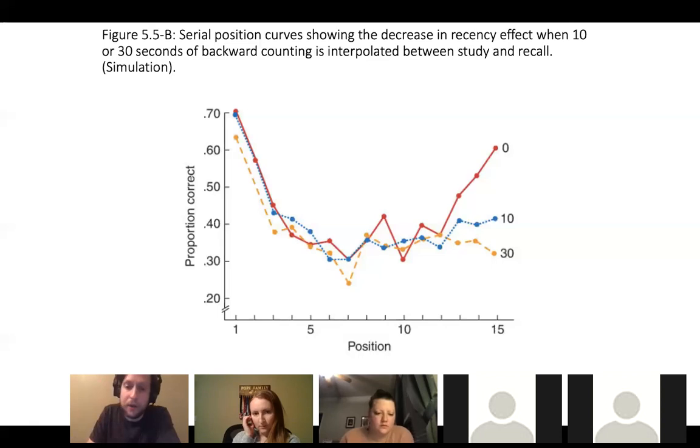You're no longer able to use your short-term memory to remember the numbers in the sequence you just heard. Your short-term memory is being occupied by that annoying backward counting task. And that's why you don't see a recency effect here, because your short-term memory is occupied here. You're not able to use your short-term memory to remember those things at the end of the sequence. In the 0 condition, when you're not having to do any backward counting, your recency effect is still pretty darn good.